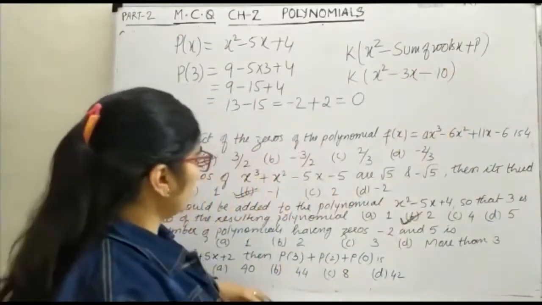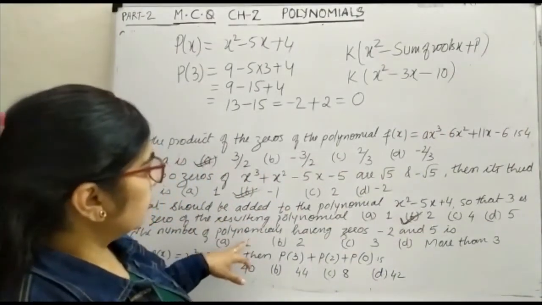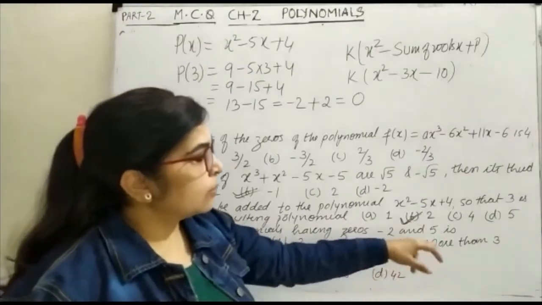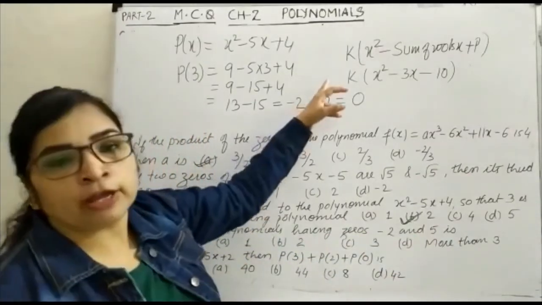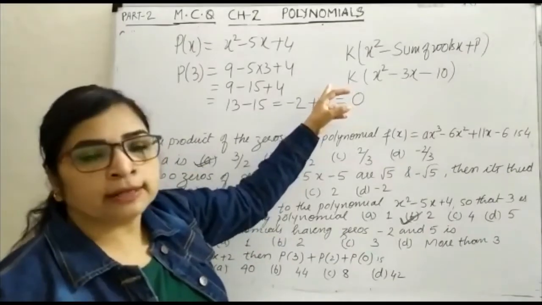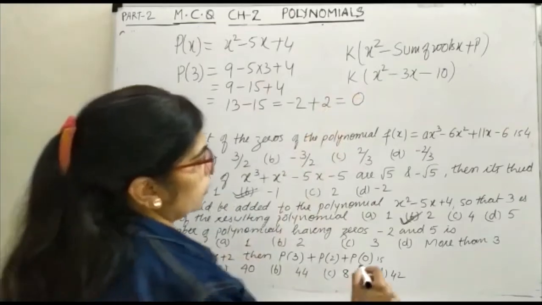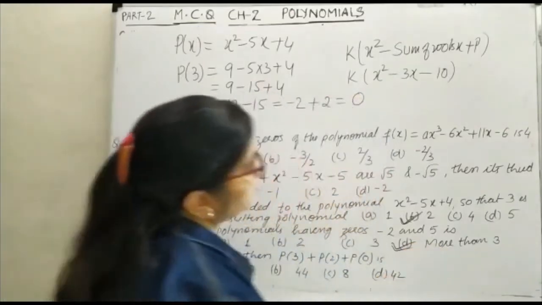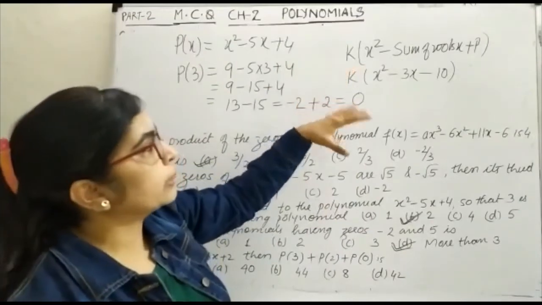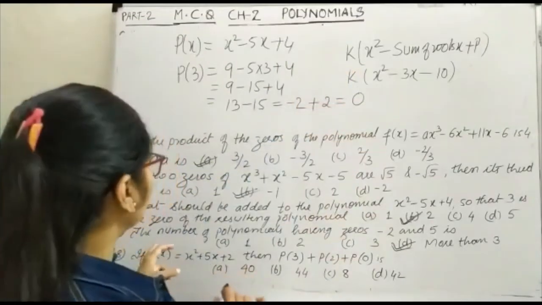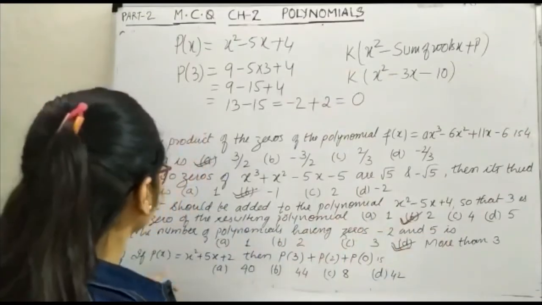Now just see the options. Options are 1, 2, 3, more than 3. We cannot say 1 because you know the value of k, you can take the value of k any non-zero number. So your option will be more than 3, because as you keep on changing the value of k, you will be getting the polynomials, those who are having the zeros as -2 and 5.